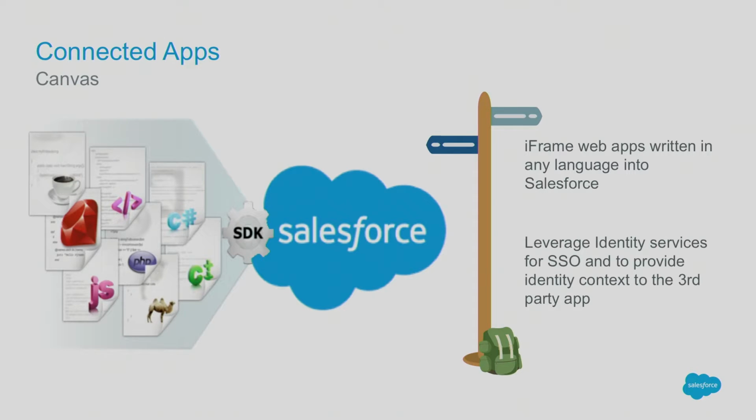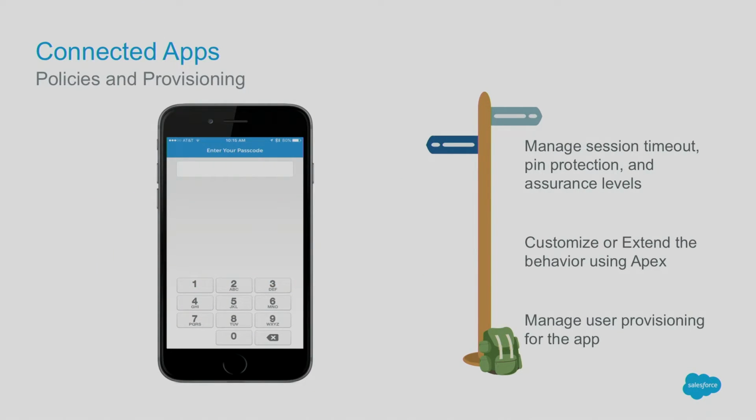So you can ensure that they have the right level of rights and access within that app. Connected apps also allow you to manage policies. So who should actually have access to this app? How long should a user be able to connect to the app?